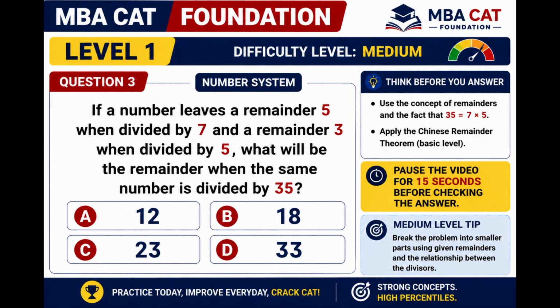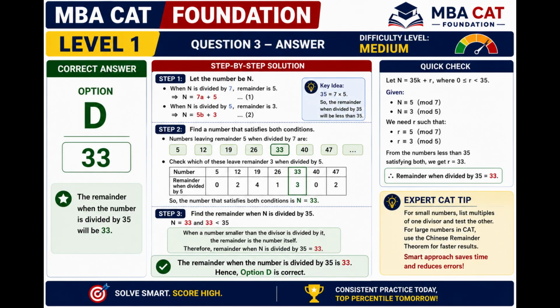Remember, CAT is not about lengthy calculations. It rewards logical thinking and smart problem solving. Let's work through this interesting remainder problem together. The correct answer is option D, 33.